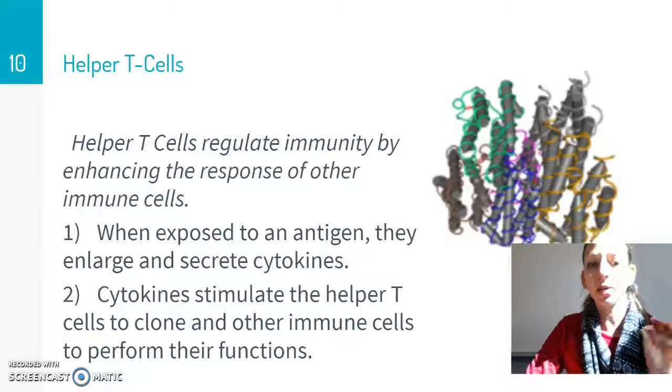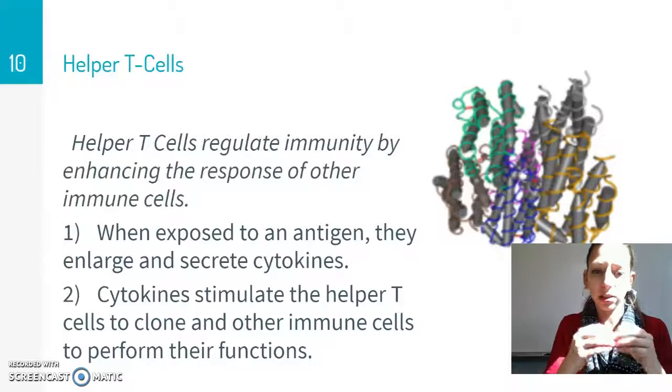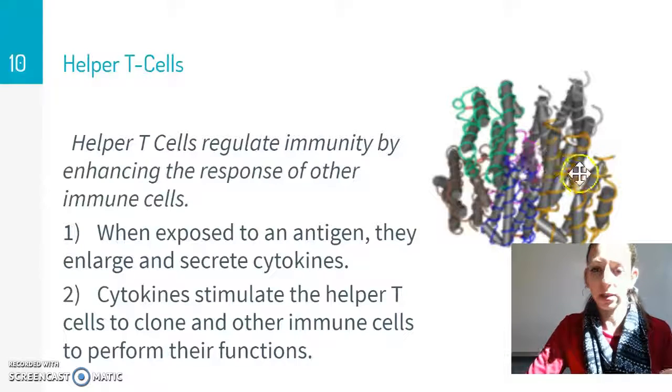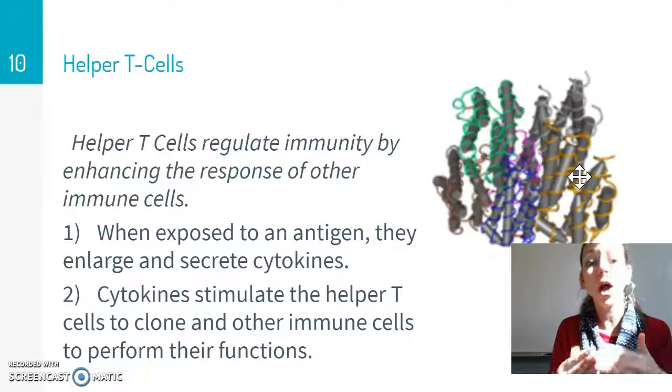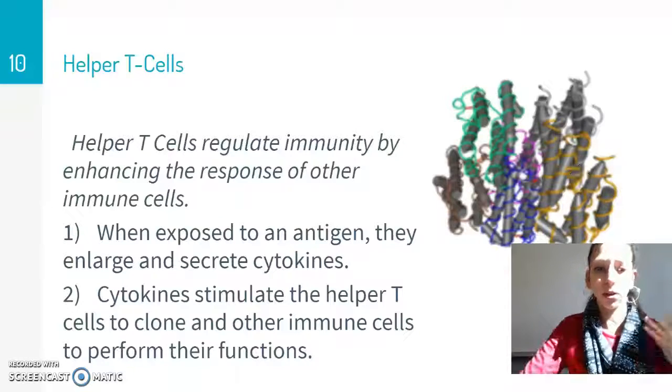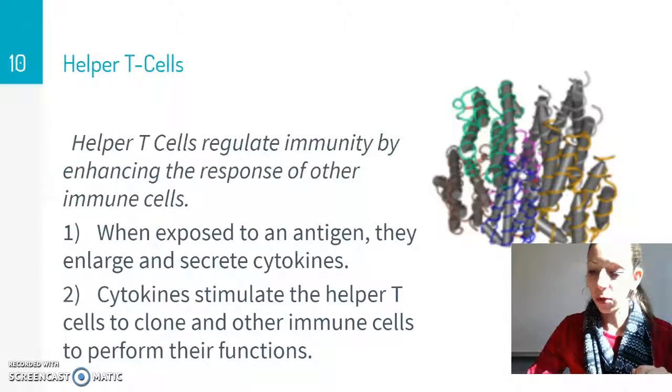Now, helper T cells regulate immunity by enhancing the response of other immune cells. So when we're exposed to an antigen, they can enlarge and secrete cytokines, and so this is a diagram of one of those. And cytokines stimulate helper T cells to clone other immune cells to perform their functions. So that's important for the helper T.